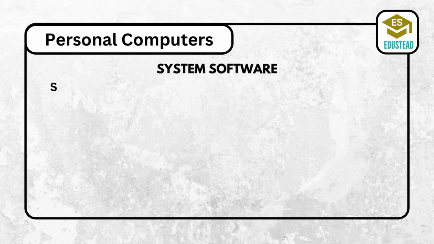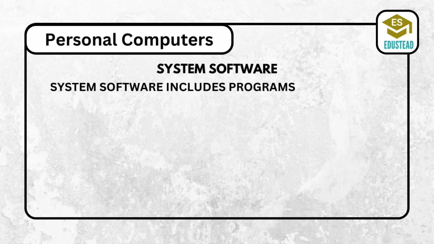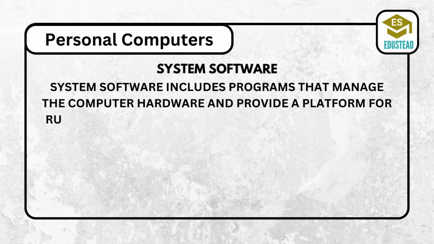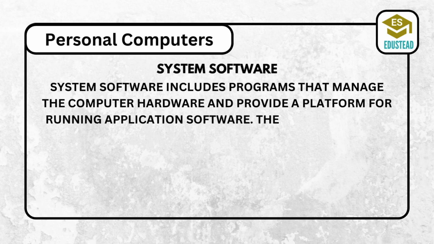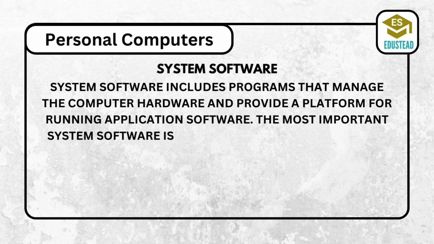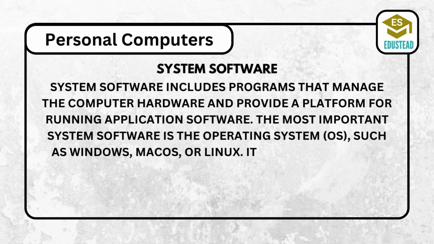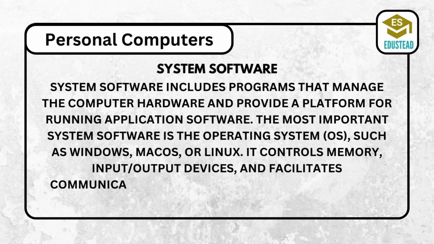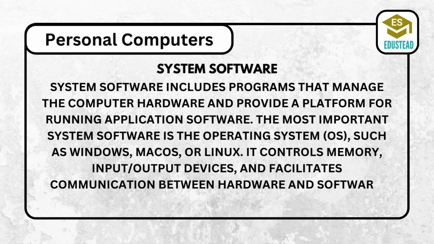System software includes programs that manage the computer hardware and provide a platform for running application software. The most important system software is the operating system, OS, such as Windows, Mac OS, or Linux. It controls memory, input-output devices, and facilitates communication between hardware and software.